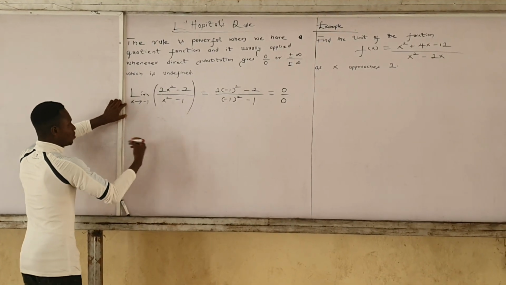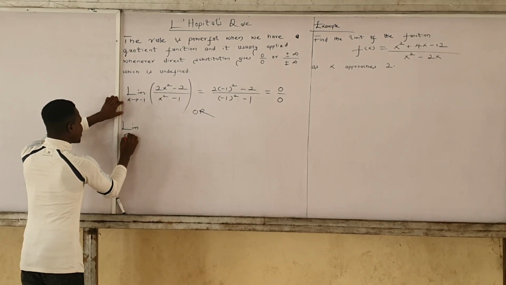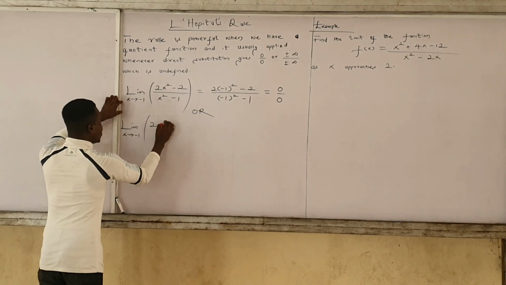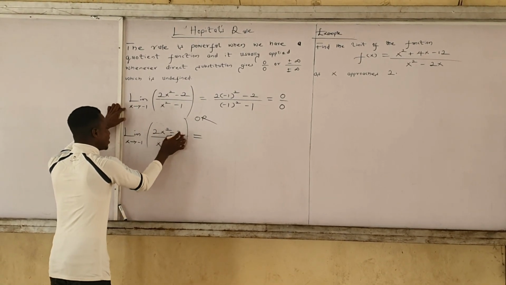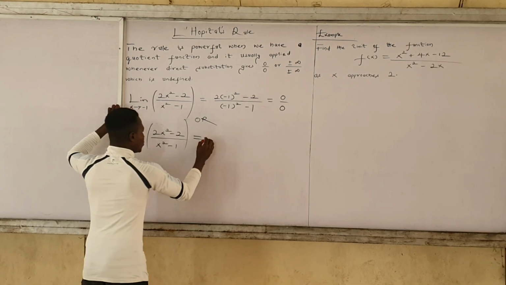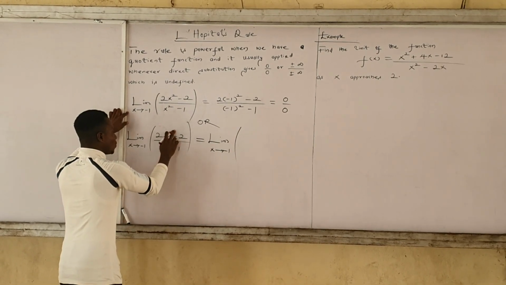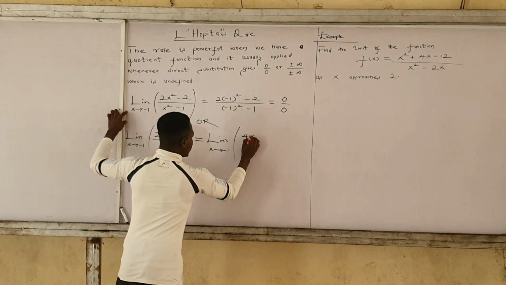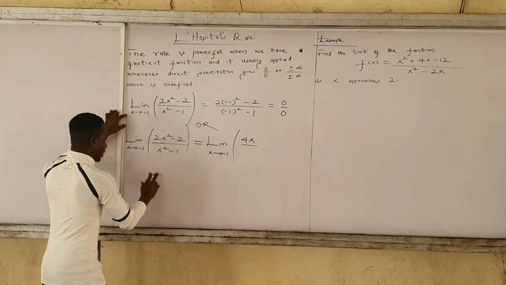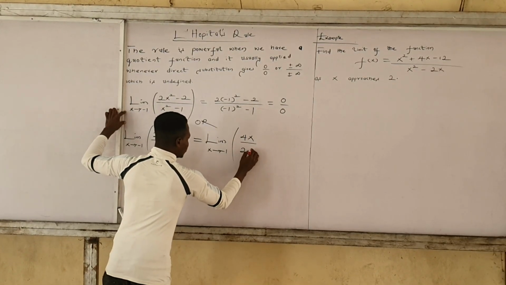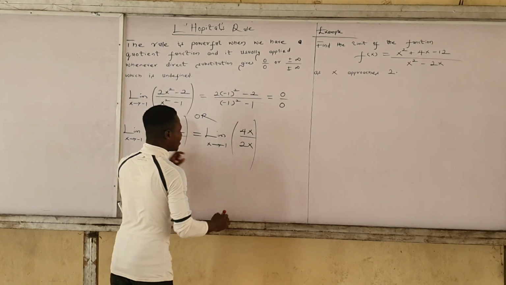So let us do that now. We want to apply L'Hopital's rule. According to L'Hopital's rule, we have the limit as x approaches minus 1 of 2x squared minus 2 all over x squared minus 1. L'Hopital says, let us differentiate each of the terms just the way they are. Differentiating 2x squared, applying the power rule, gives 4x. Minus 2, when differentiated, gives 0, all over x squared, which when differentiated is 2x, and minus 1, when differentiated, is 0.